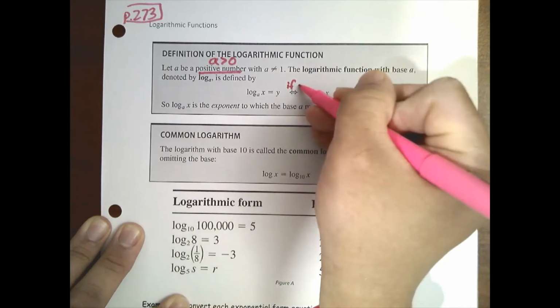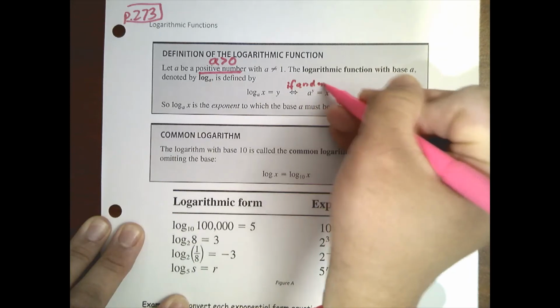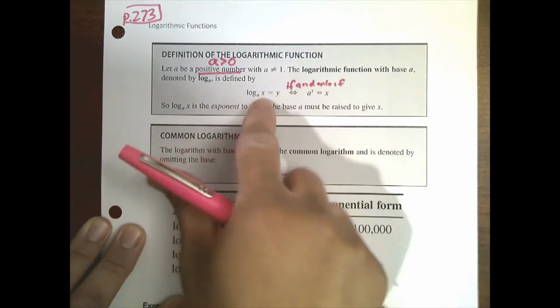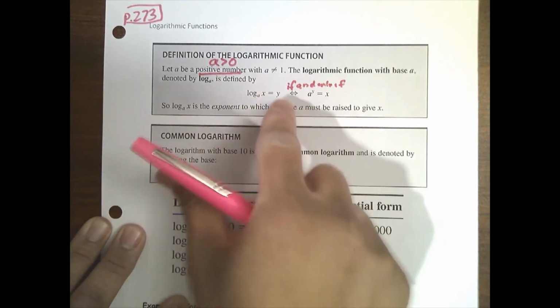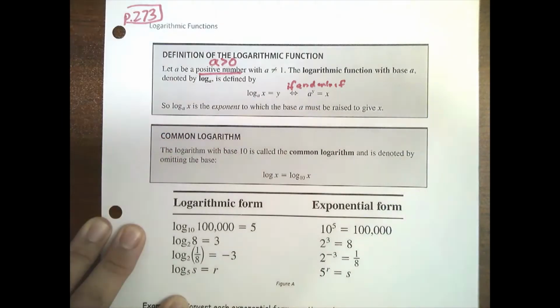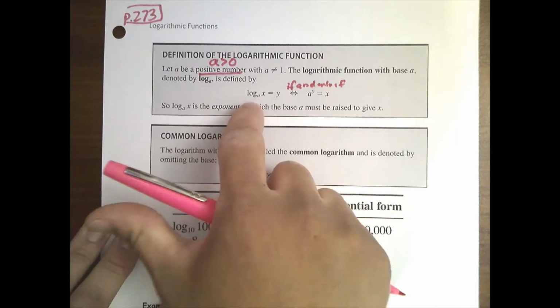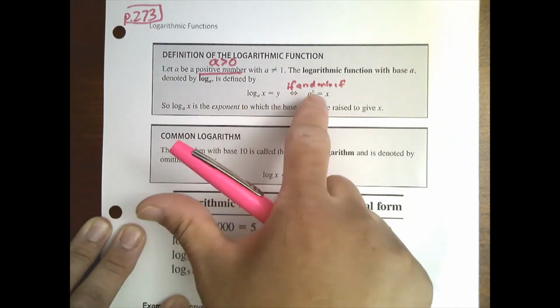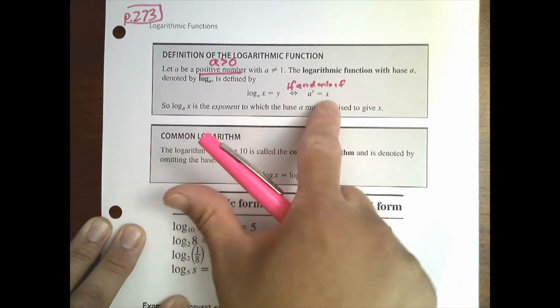This symbol here means if and only if, meaning if one side of this is true, the other side is also true. So they both have to be true here. Log base a of x equals y, if and only if a to the y equals x.